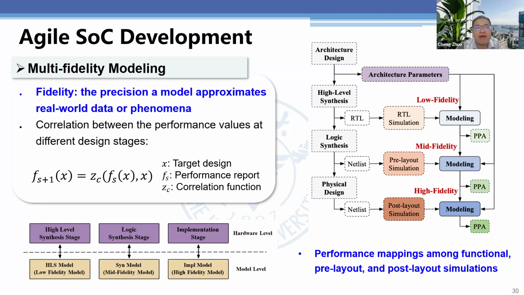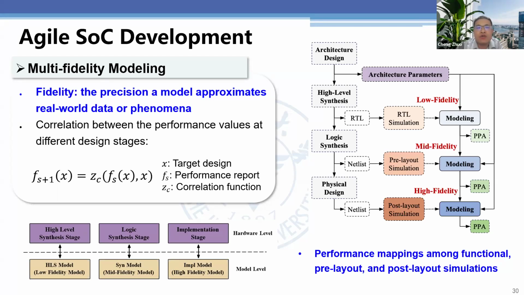Here, to ensure very fast deployment of large language models, we propose a fidelity-driven method. Fidelity here is how precisely a model approximates real-world data or phenomena. As you can see on the right, as we go to the later design stages of an IC design, from RTL to netlist to post-layout, we get higher and higher accuracy. Meanwhile, the complexity also goes higher. So what we want to do is build some fidelity correlation between RTL, pre-layout, and post-layout. At the RTL level, we want to do very fast computation, which of course has low fidelity. Then at the pre-layout level, we have middle fidelity results. And finally, at post-layout, the fidelity is the highest.